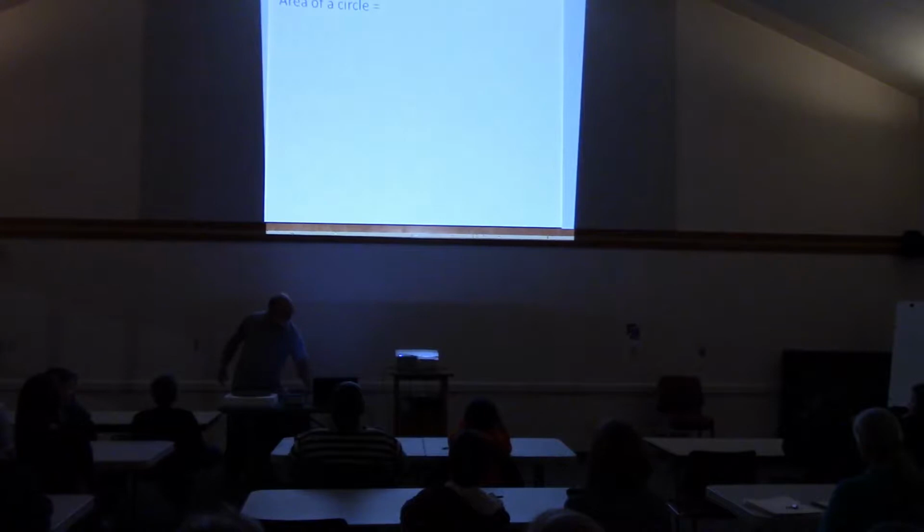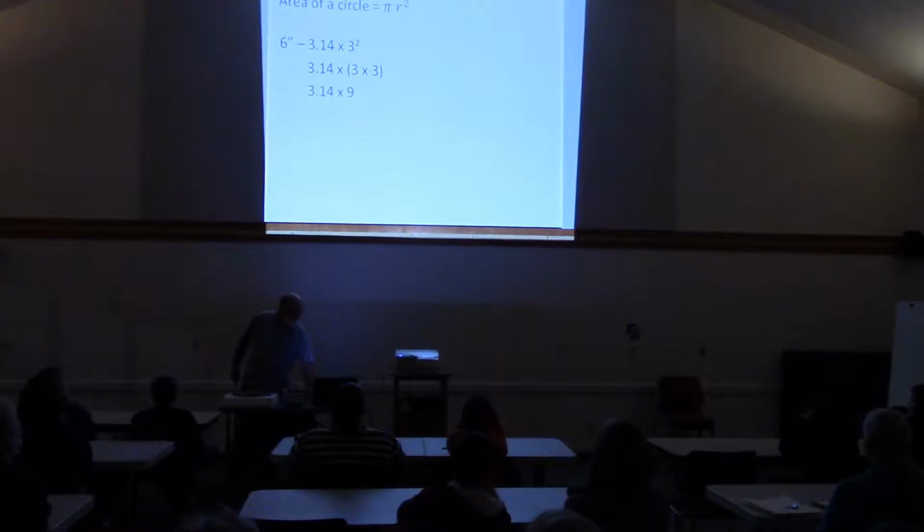Who knows what the formula is for the area of a circle? Pi r squared. Very good. So if we have a 6-inch mirror or lens, the radius is 3. We multiply pi, 3.14, by 3 squared, 3 times 3 is 9, which gives you 28 and a quarter square inches.